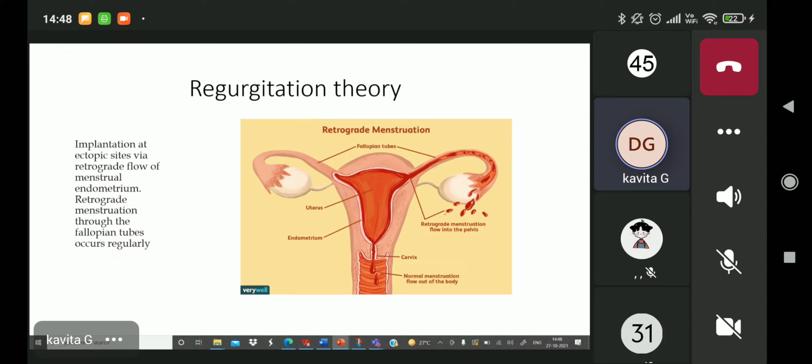The regurgitation theory. Now, retrograde menstruation, we all know that this is the uterine cavity I was talking about, which is lined by the endometrium. On a normal basis, what is happening? Shedding of the endometrial lining of the uterine cavity every month, going downwards through the cervix, flowing outside the body. So this is the normal direction, normal scheme of things.